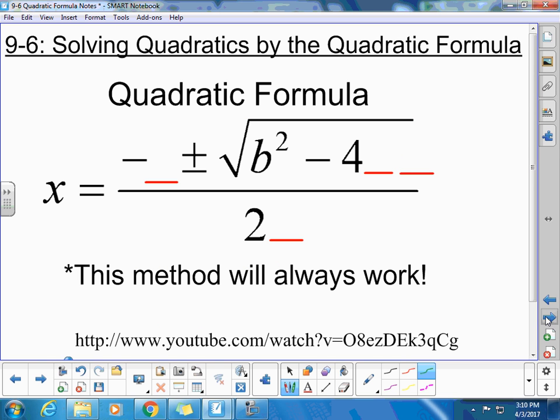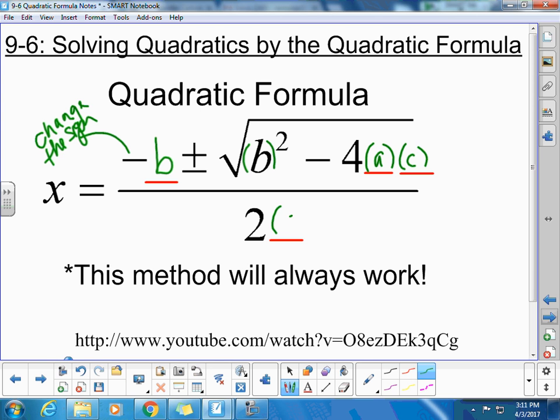Today we're going to talk about solving using the quadratic formula. What is the quadratic formula? It's the opposite of b, so you should fill this in. And what does opposite mean? This just means change the sign on your b. Plus or minus the square root of b squared. Remember, anytime you put a number in, we're putting it in parentheses. Minus 4 times a times c, all over 2a.